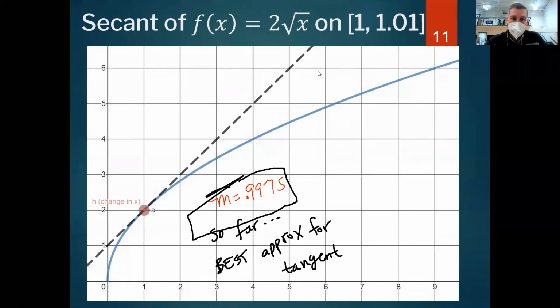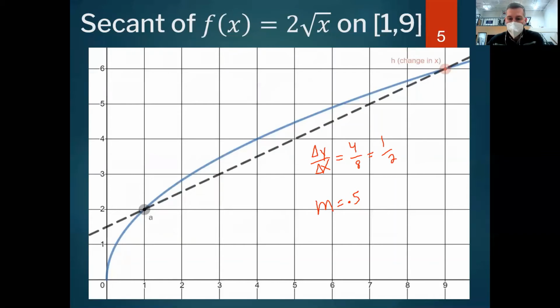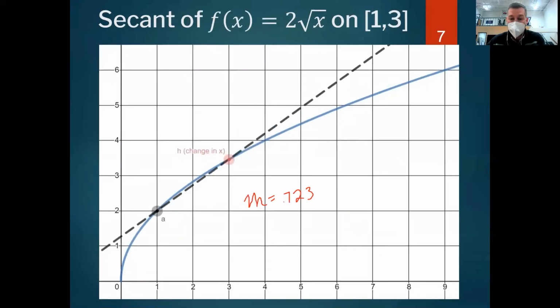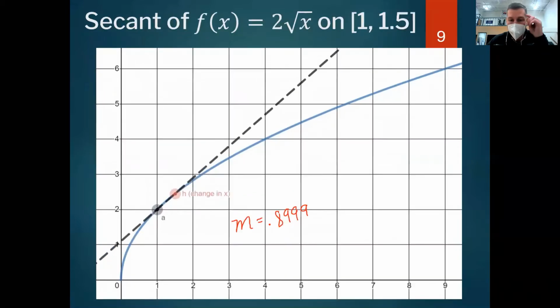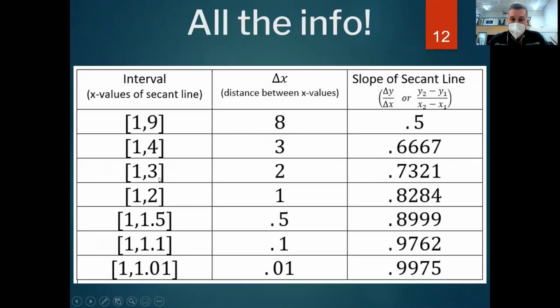So we can see that as those points got closer together, the slope changed from 0.5 to 0.667 to 0.723. It's increasing: 0.8284, 0.8999, 0.9762, 0.9975. So that slope is changing and is kind of zeroing in and getting closer and closer to what that tangent slope would be. So here's a list of all those values written out for you. And we highlighted the fact that this last one, between 1.01 and 1.1, which is just 0.01 apart, has the best approximation for our tangent line.